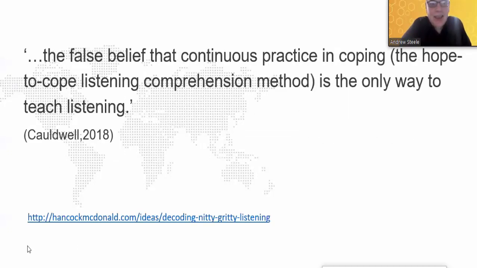And also, I think this is an interesting one from much more recently, the false belief that continuous practice in coping, Caldwell calls it hope to cope, is the only way to teach listening. It's not. So be aware of giving too much listening practice where you're hoping they're going to get a bit better each time they do it because they've done it so many times. And you just keep giving them those IELTS listening exercises in class to practice on. That's not the best way to do it.